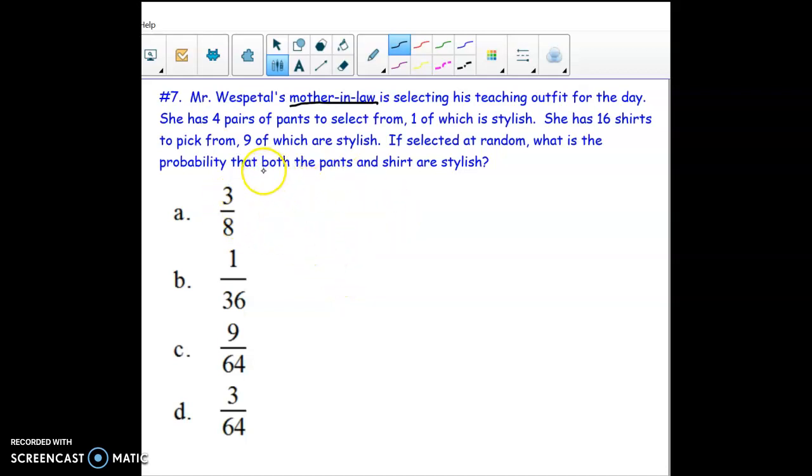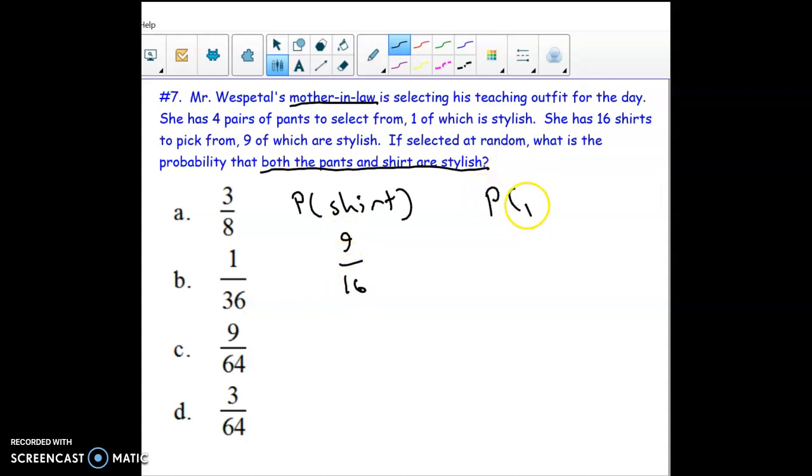Okay, so this is another and, because we want both the pants and the shirt to be stylish. So I'm going to multiply their individual probabilities. The probability that the shirt is stylish is 9 out of 16 shirts. And the probability that the pants are stylish is 1 out of 4 pairs. So I'm just going to multiply those together. The chances that both are stylish is 9 out of 64, and then we should reduce this if possible, but I don't think there's anything that divides both of them evenly. So we are done: 9/64.